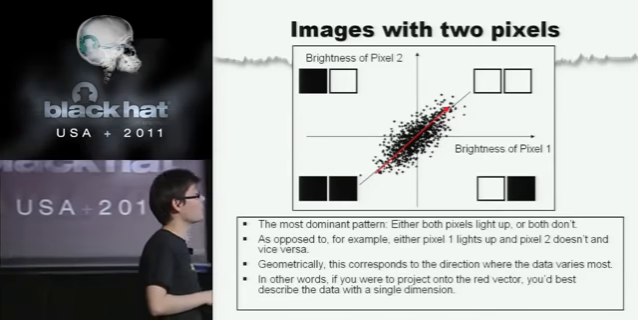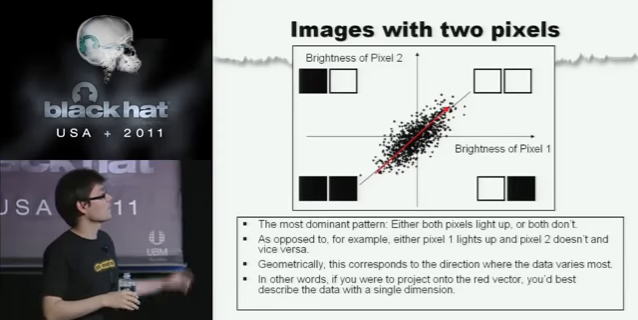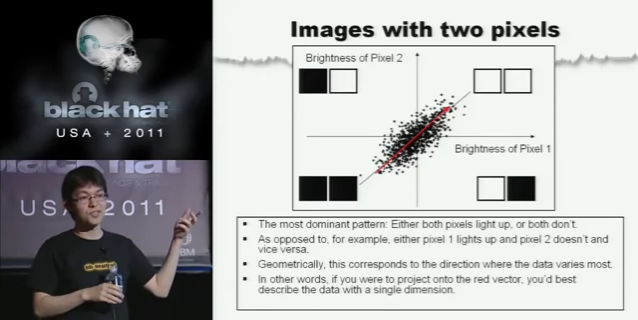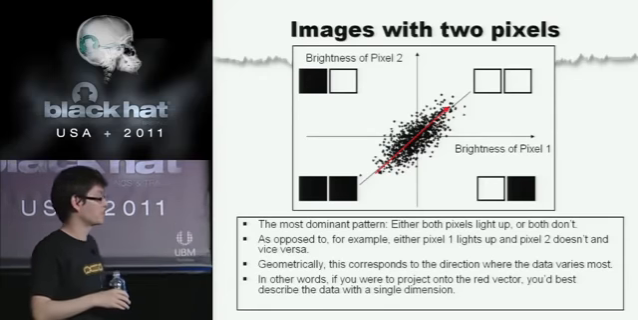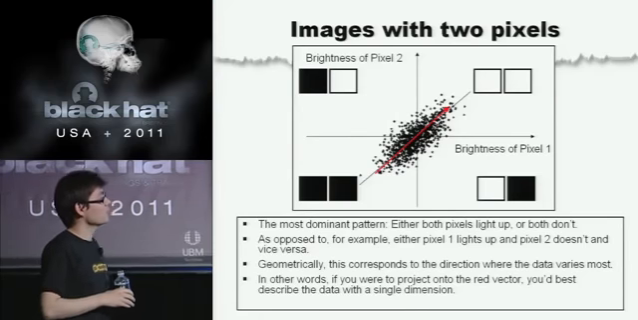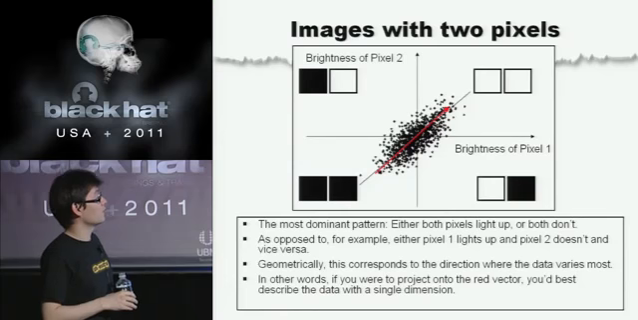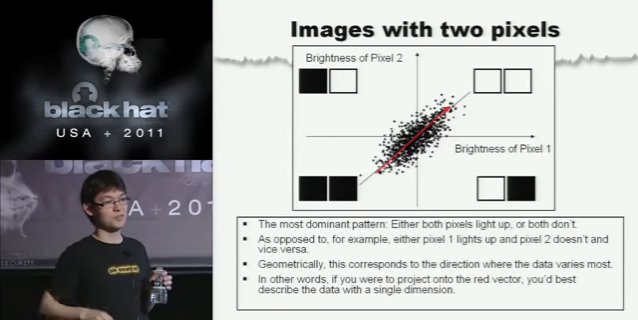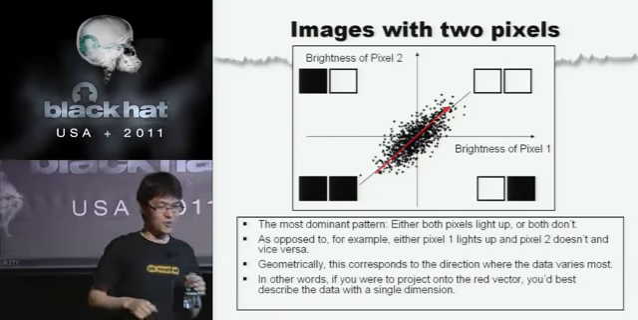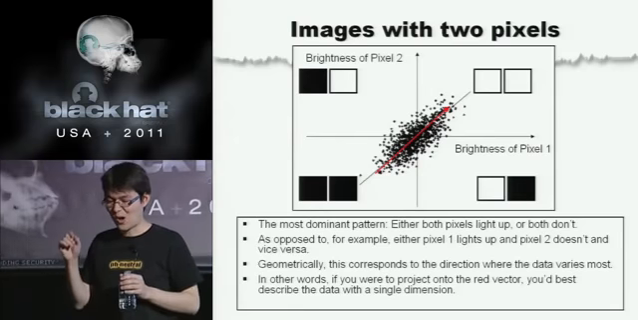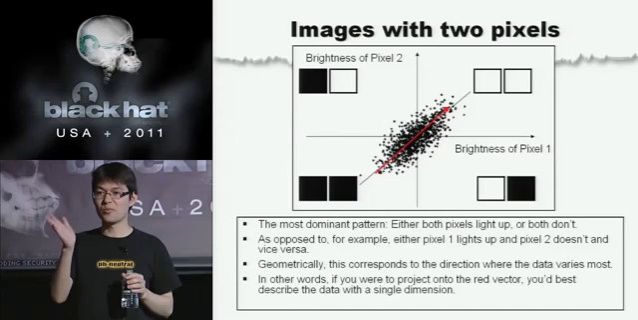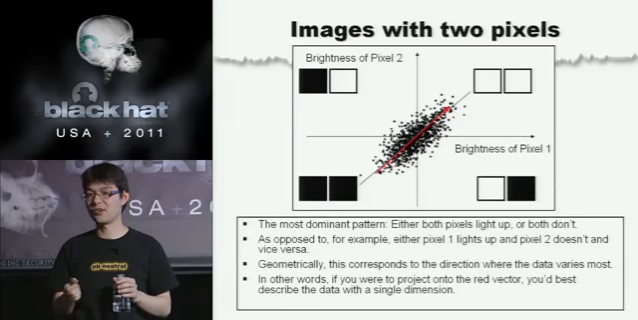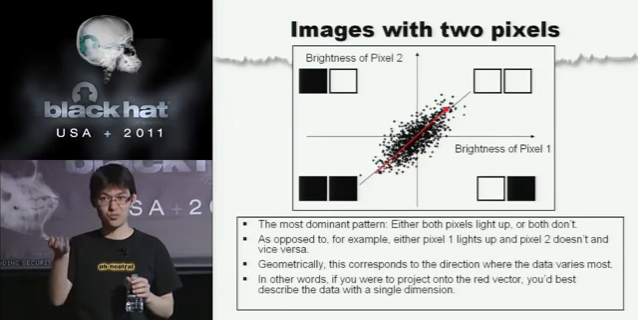So now you see a clear pattern, which is that either both pixels light up or they don't. That's the tendency. It's the clearest pattern. And that corresponds to, as you can see in the image, the direction where the data varies mostly. So think about this. This means that all we have to do to find dominant patterns in this space is to find the directions of highest variance, where the data varies most.